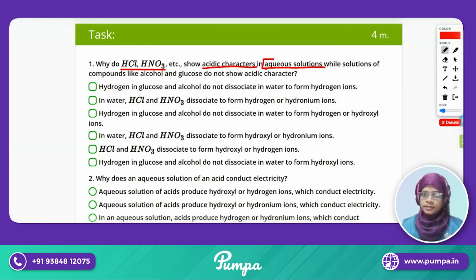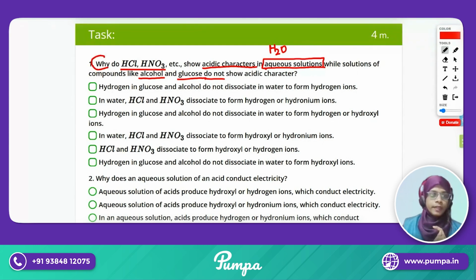Aqueous solution means, what is aqueous solution? Is it Aqua, like something liquid? Yeah, if we dissolve in water, it is called aqueous. If you add water to it, it is called an aqueous solution. So when we dissolve HCl in aqueous solution, they show the acidic character. But compounds like alcohol and glucose do not show acidic character.